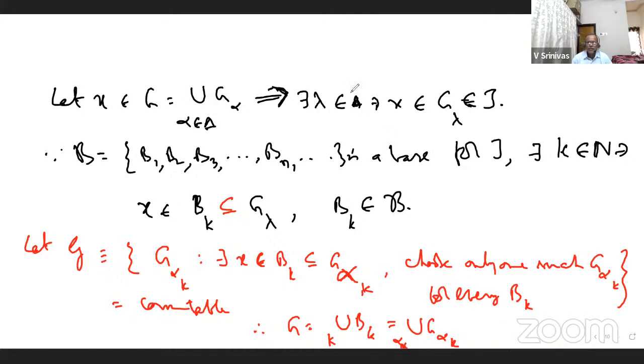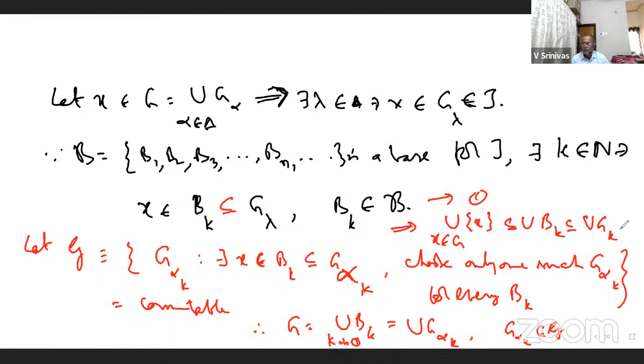Where G alpha Ks vary over G, you are taking these BKs, the suffixes K of BK coming in this expression. As x is varying in capital G, G will be contained in the union of all these, and this will be contained in the union of G lambdas. The union of G lambdas will be contained in G. So this implies the union of singletons x, as x belongs to G, is contained in the union of BK, is contained in the union of GK, which is contained in G.